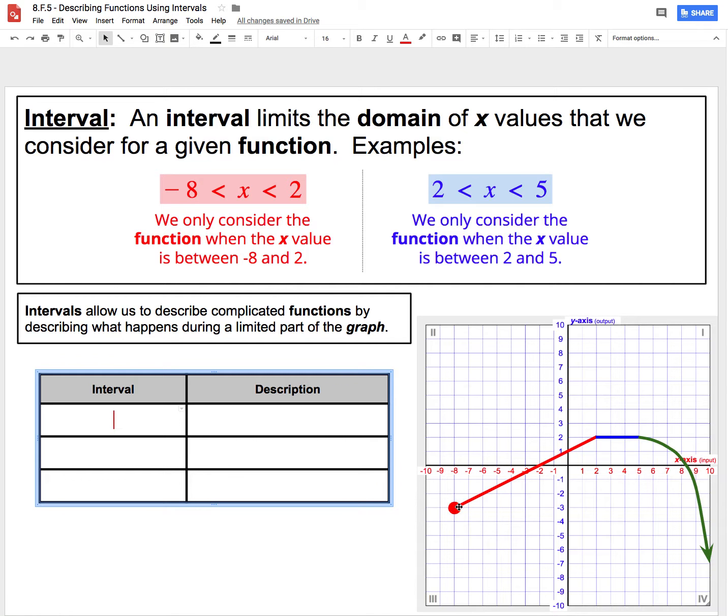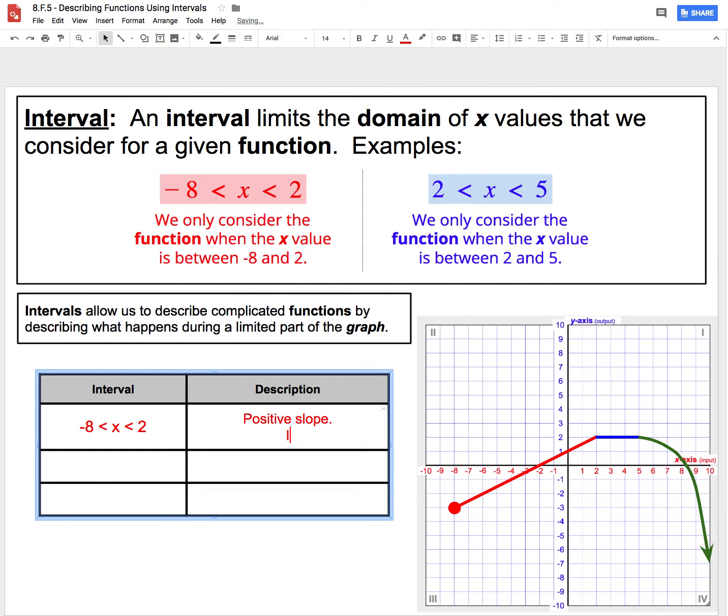We could look at the red stretch. Here x goes from -8 all the way up to +2. So we would say for this interval, x is somewhere greater than -8 but less than +2. What's happening to the red line during this stretch? It has a positive slope. We could say that it is an output that is increasing. As we continue to move, the output goes from -3 to -2 all the way up to a +2 at the end. So we have a positive slope where the output is increasing.